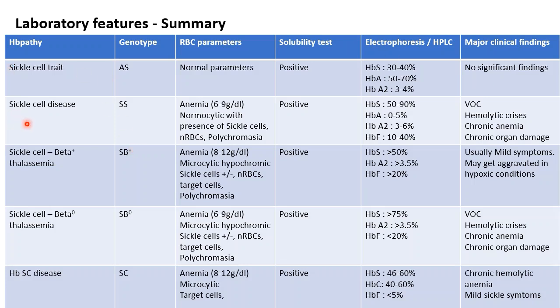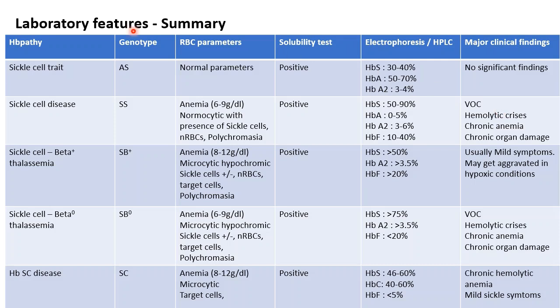In sickle cell disease, that is homozygous SS, usually the anemia is present, hemoglobin 6 to 9 grams per deciliter. These are normocytic with presence of sickle cells, NRBCs and polychromasia. HbS is 50 to 90%, HbF is 10 to 40%, and the major clinical findings are vaso-occlusive crisis, hemolytic crisis, chronic anemia, chronic organ damage.